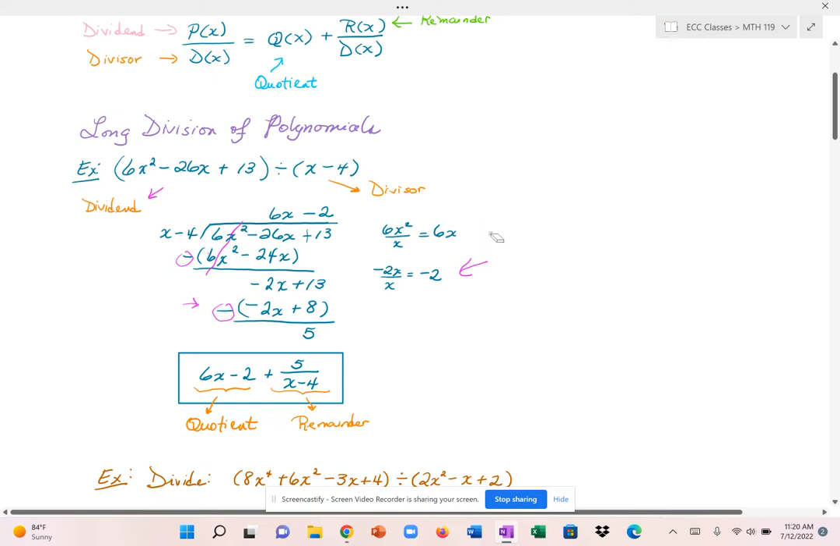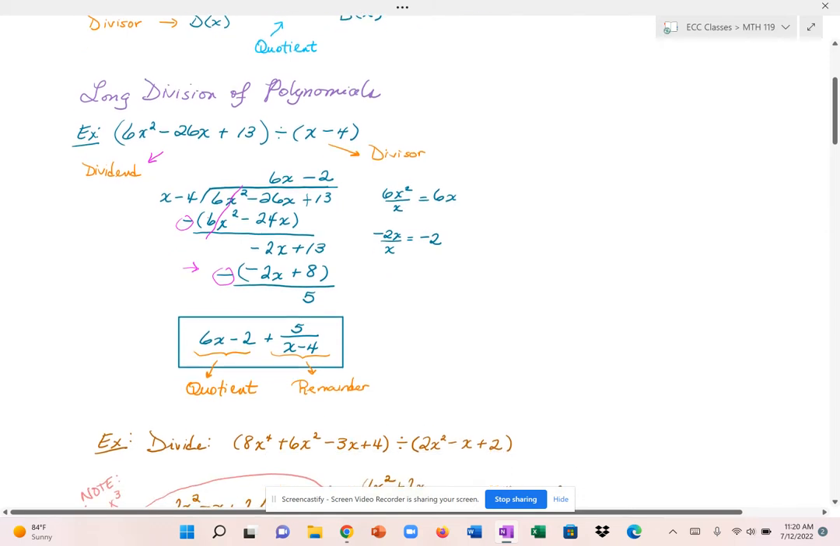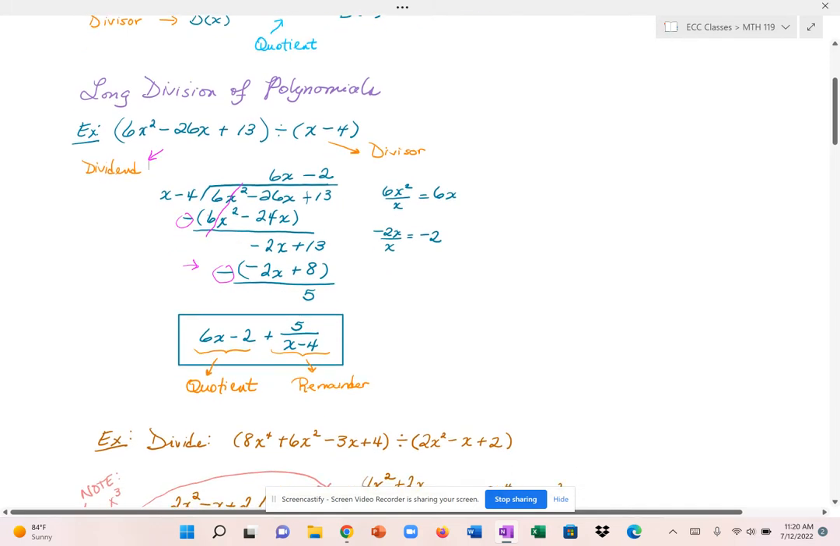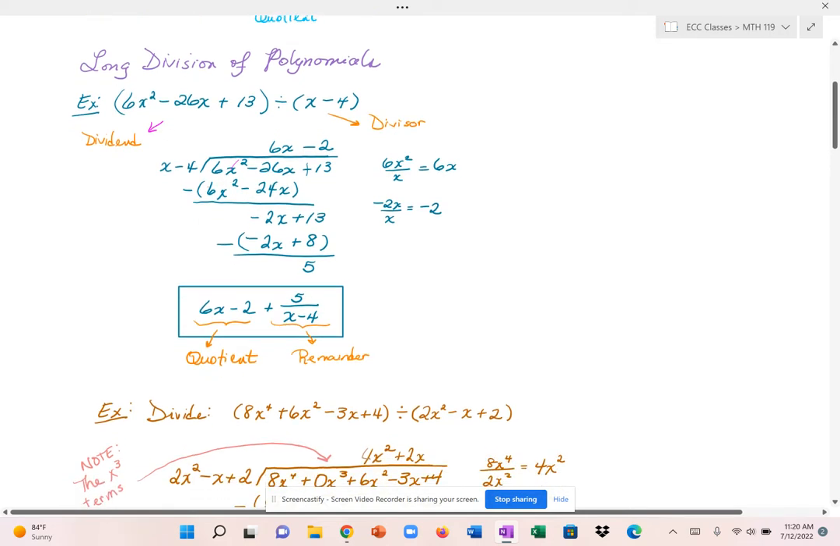Okay, so now we're going to divide 8x to the fourth plus 6x squared minus 3x plus 4. Notice that this time I have a fourth degree polynomial as my dividend, but I do have a missing term. The x to the third term is missing, so I'm going to have to hold a place for that. It goes straight from x to the fourth to x squared, so I'm missing x to the third. And it's going to get divided by this quadratic expression, which is your divisor.